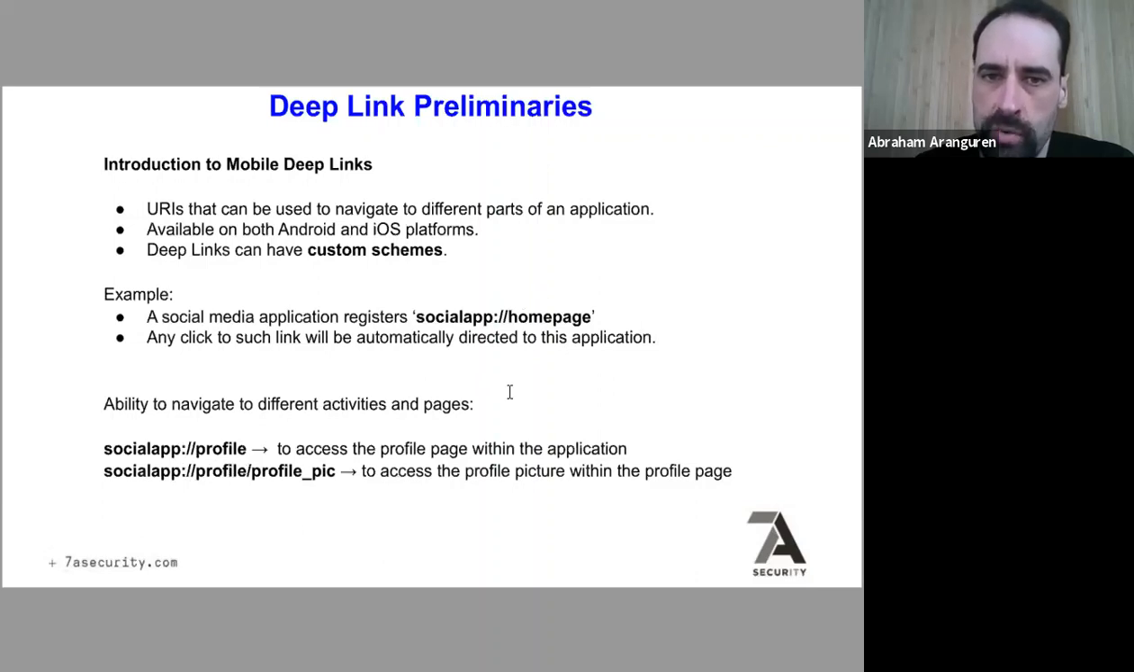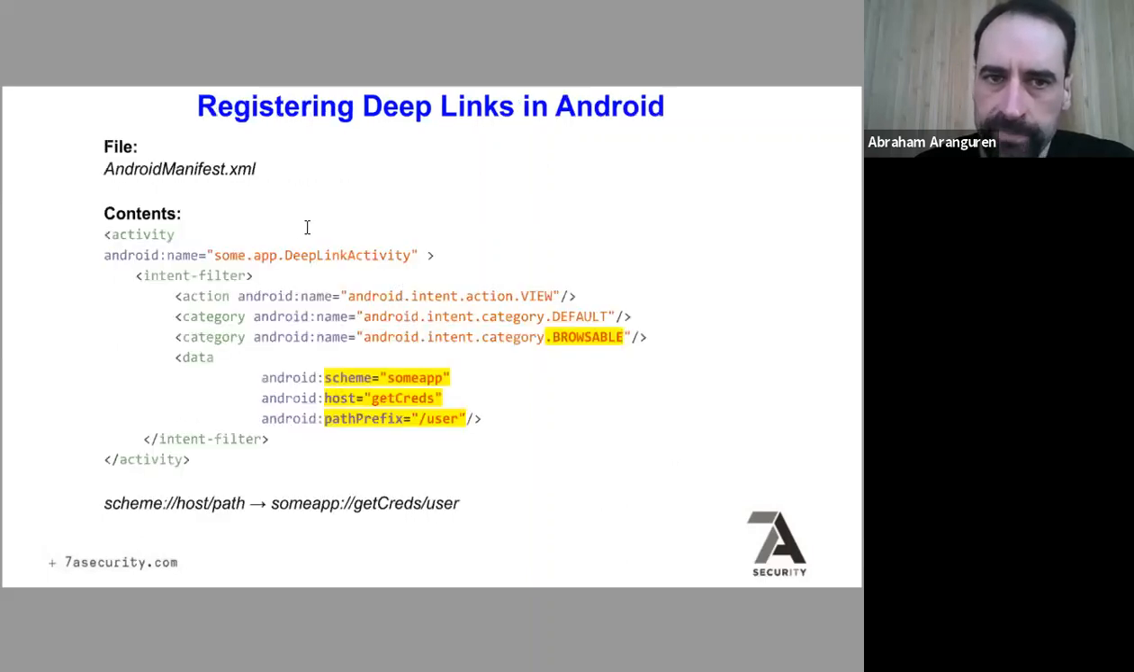Now, an important thing to bear in mind is you can have deep links that have a custom scheme like socialapp, for example, but you can also have deep links that have a normal scheme like HTTP or HTTPS, right? So both approaches work, right? So in Android, when you look at the Android manifest, the following is a common way to do it, but be aware this is not the only way, right?